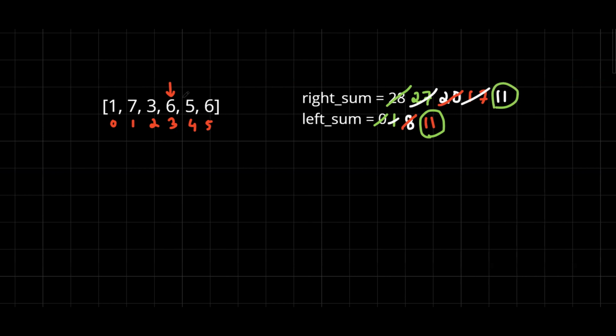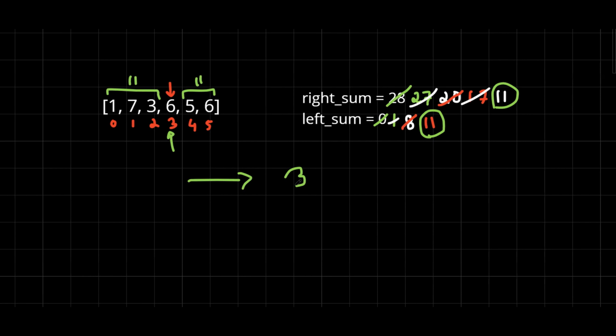Here, the right sum is the summation of this 5 and 6, and the left sum is the summation of 1, 7, and 3. So both of them are equal. So here we can say that this index is the pivot index. So in this iteration, we have to return 3 and stop the algorithm.